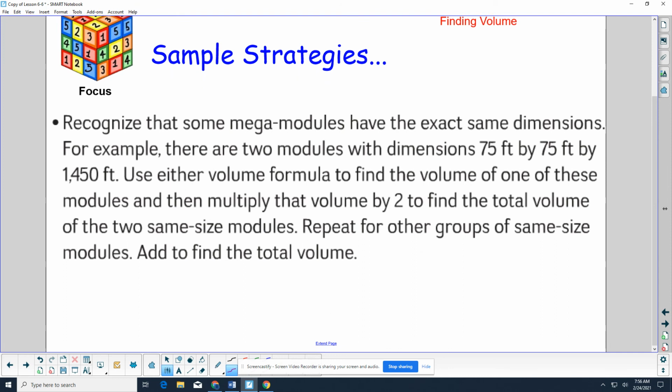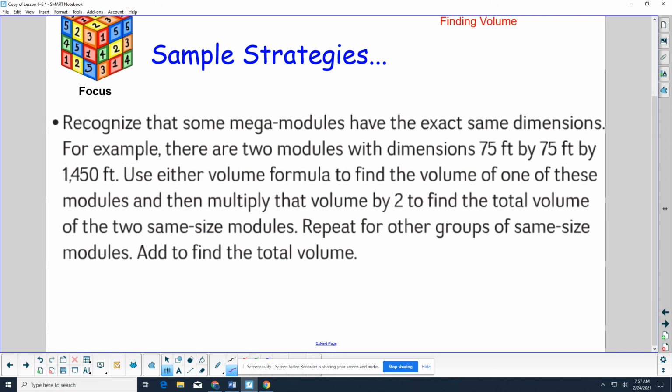So something else you could recognize is that some mega modules have the exact same dimensions. So if you see 2 or 3 sides that are exactly the same, then you know they're going to have the same volume. So for example, there are 2 modules with dimensions 75 feet by 75 feet by 1,450 feet. Use either volume formula to find the volume of one of these modules, and then multiply that volume by 2 to find the total volume of the 2 same size modules. Repeat for other groups of same size modules and add to the total volume.